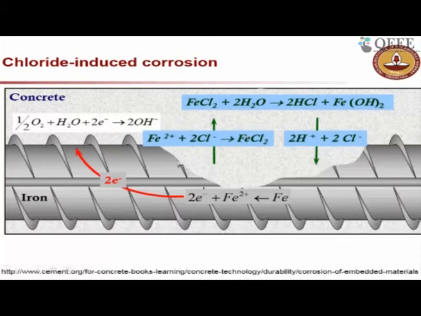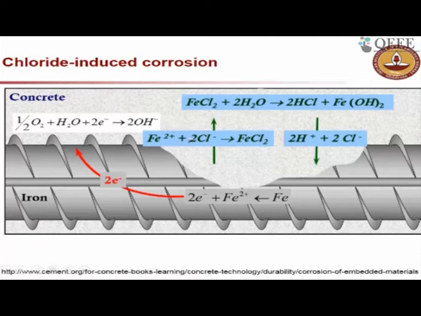Now this is again the same in chloride induced corrosion. What is happening, like we said earlier, is you have an anode where the iron Fe becomes Fe2+ and 2 electrons are released, and this charge is transferred to the cathodic side. And when you have a sufficient amount of chloride in the solution, or in the concrete pore solution, that chloride will combine with this.